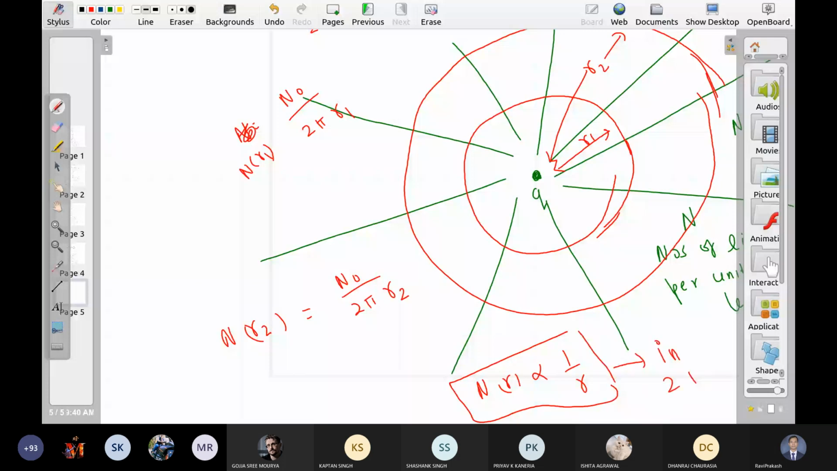Right. So n means numbers of lines per unit length. यहाँ पे यूनिट लेंथ में कितनी लाइंस आ रही हैं? यहाँ पे कम लाइंस आएंगी, यहाँ पे ज्यादा आएंगी. Right?